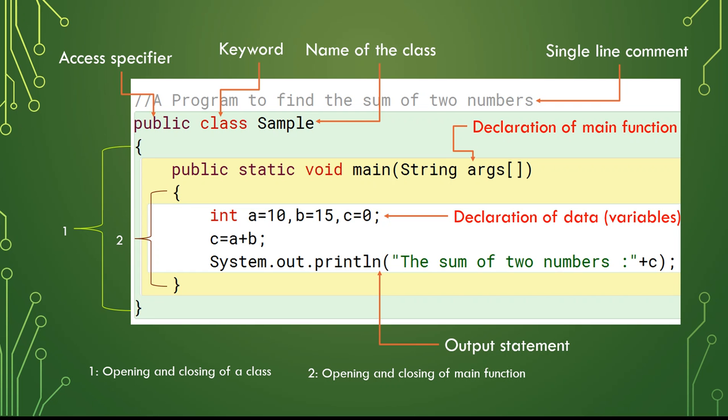Next one you got a keyword called static. So what does static mean? This main function can be called directly. Okay, it can be accessed directly.